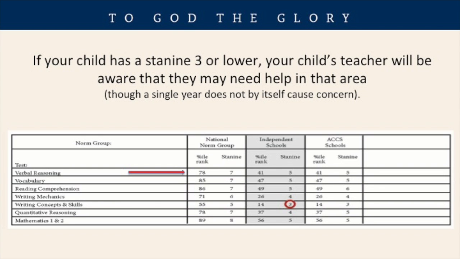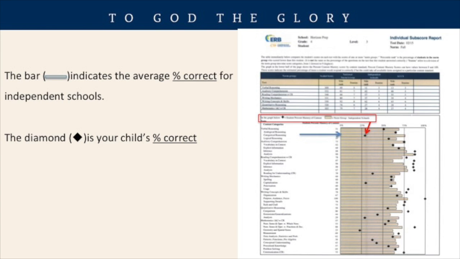Now we'll go to the bottom of that same report, the individual subscore report, and look at the next section on that same page. If you look at the bottom, the kind of tan bars represent the average percent correct for independent schools for each of those subsections. Again, not percentile rank, but percentage correct.